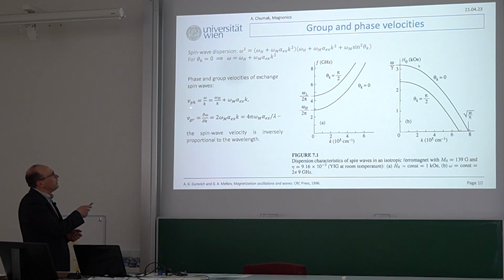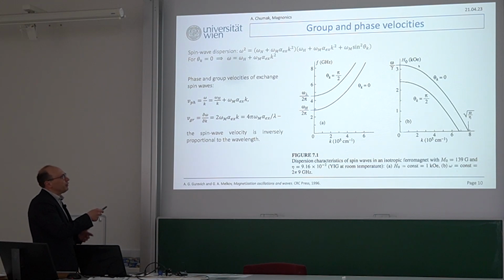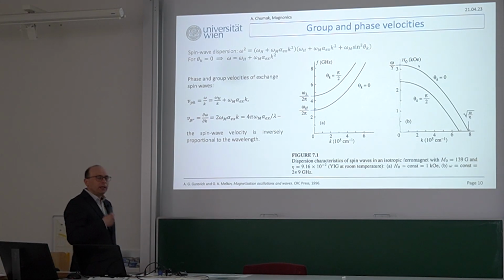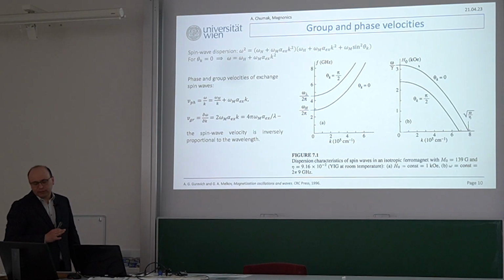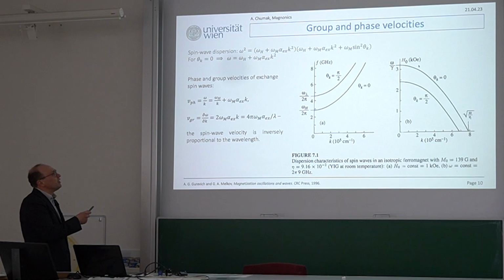If you analyze phase velocity, it's simply omega over k, as we discussed. Then you have two terms: omega_H divided by k, and another term proportional to k. Of course, if you go to higher k, the first term will disappear, and you see that phase velocity is getting proportional to k. But phase velocity is usually less critical, at least in terms of carrying information. For us, what matters is group velocity, and this one is found as d omega over dk.